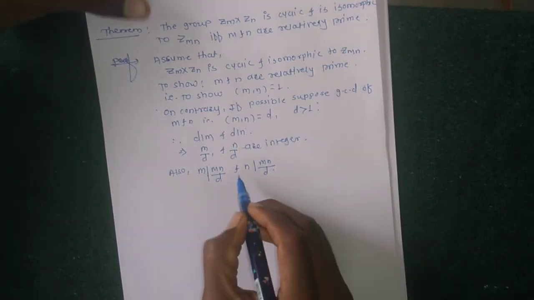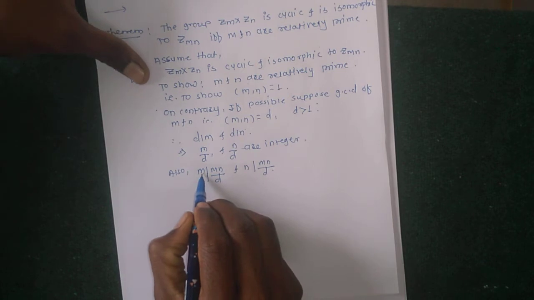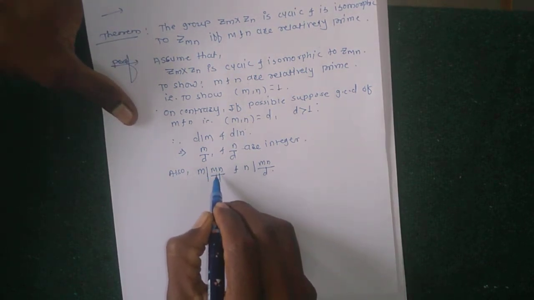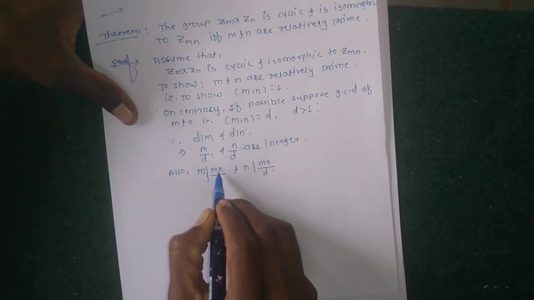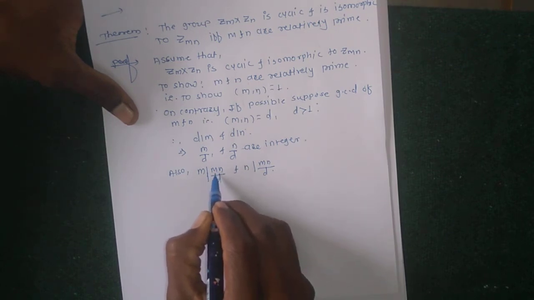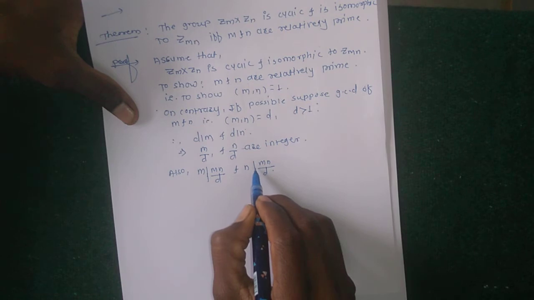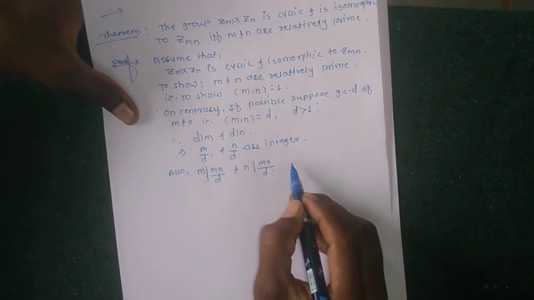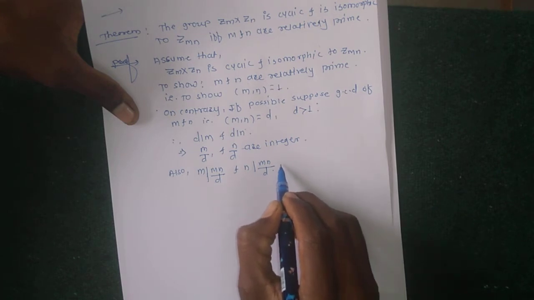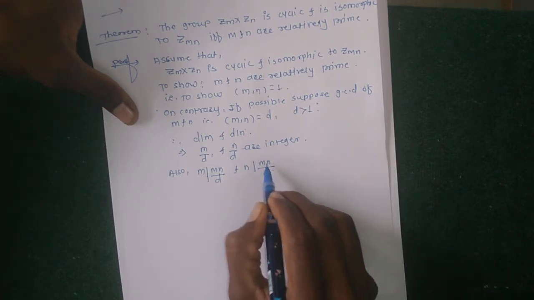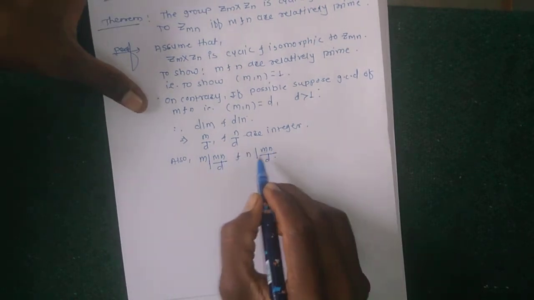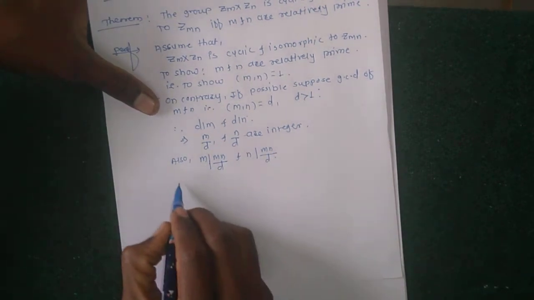Why does m divide mn by d? Because this term mn by d is a multiple of m, that is, m into n by d. And also m by d into n means this term must be a multiple of n. So m divides this term and n divides this term.